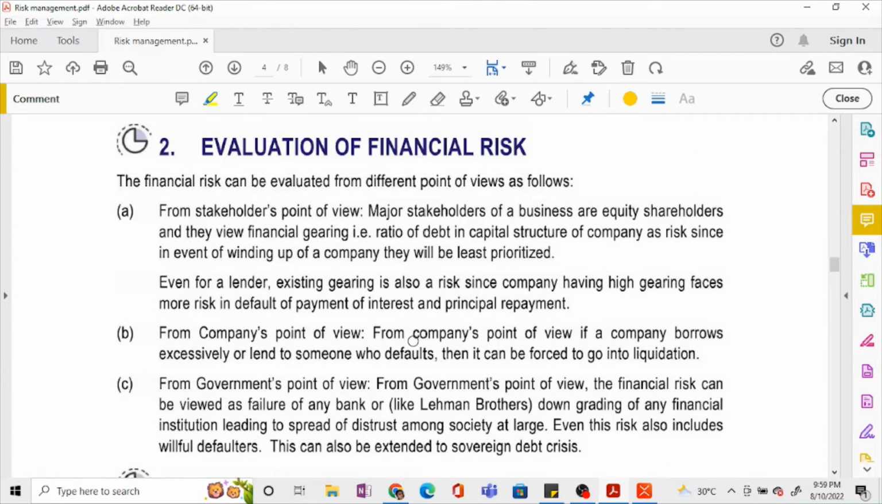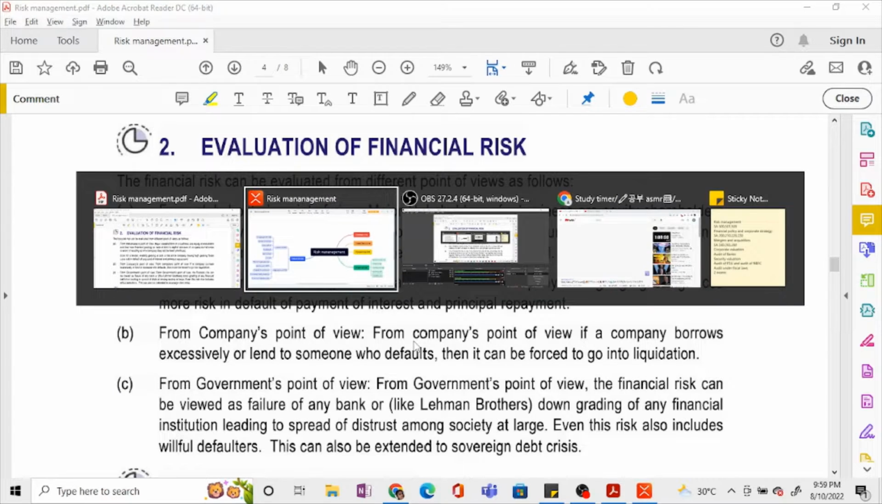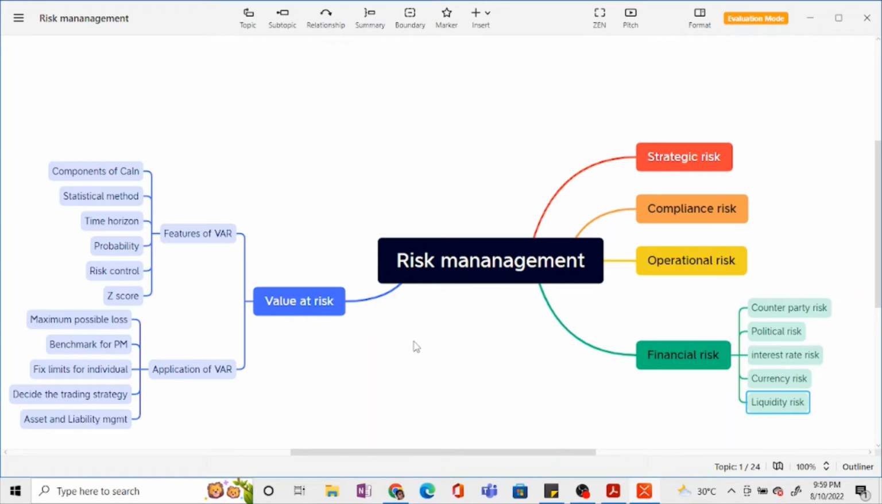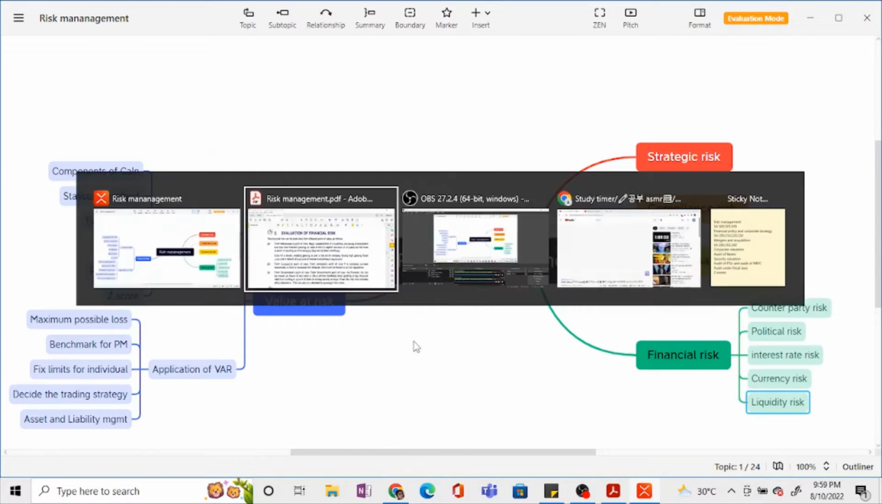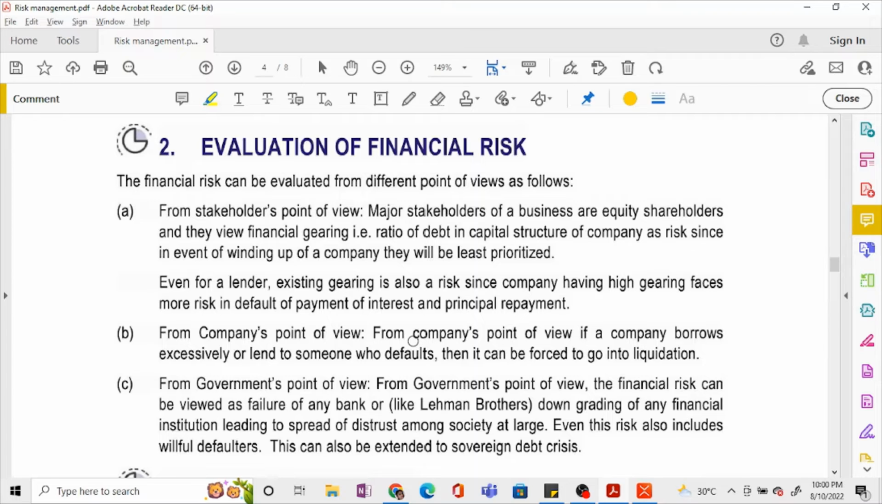Okay, so how do we evaluate this financial risk? We have completed the various types of risk. First one is the strategic risk, compliance risk, operational risk, and fourth one is the financial risk. In that financial risk, there are 5 types of risk: counterparty risk, political risk, interest rate risk, currency risk, and liquidity risk. Next, we have to see how to evaluate the financial risk. The financial risk can be evaluated from different points of view, from the stakeholders' point of view, and also from the company's point of view.